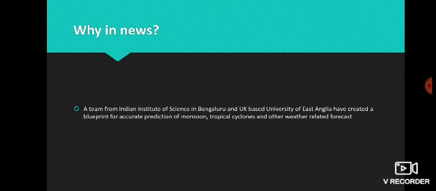Because recently a team from the Indian Institute of Science in Bangalore and the UK-based University of East Anglia have created a blueprint for the accurate prediction of monsoon, tropical cyclone and other weather-related forecasts. So it was in the news because these two institutes of India as well as the UK created a blueprint of accurate prediction of monsoon, tropical cyclone as well as weather-related aspects. So we have to learn something about this BoBBLE.